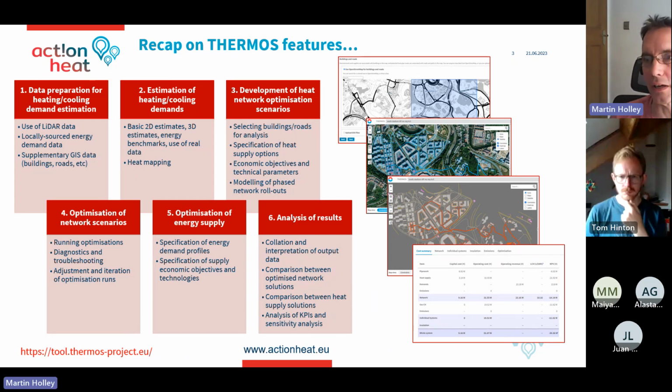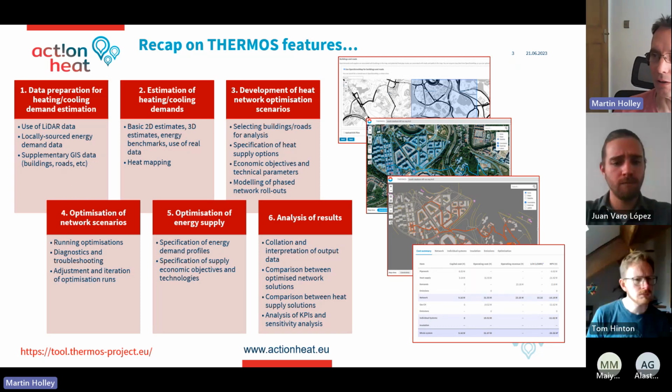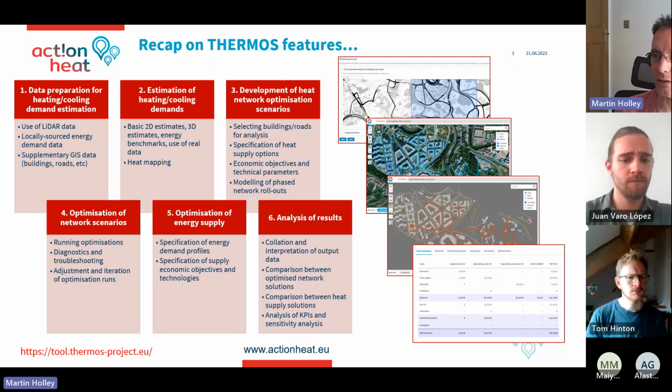in order to do a number of things, but including, first of all, the estimation of demand for heating and cooling. There's a range of techniques for doing that, but we can use LiDAR data, so it's a case of preparing that and sourcing it, or other locally sourced data as well, and any supplementary mapping data that you can get. Then once you've prepared all that data and got it into THERMOS, the model can then estimate the actual demands for the buildings that you're looking at of interest.